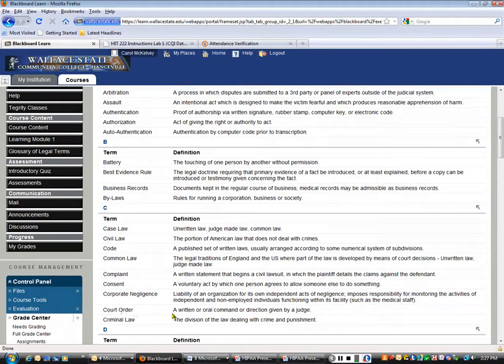A court order is a written or oral command or direction given by a judge. And so that can be orally from the bench. If the judge says do something, that's a court order, and it will be recorded by that court reporter in the permanent record. But many times in health information, we will receive a document known as a court order telling us to do certain things.